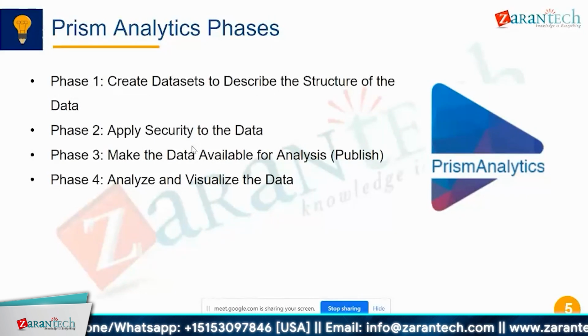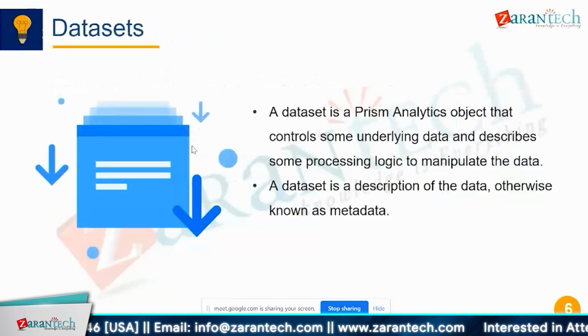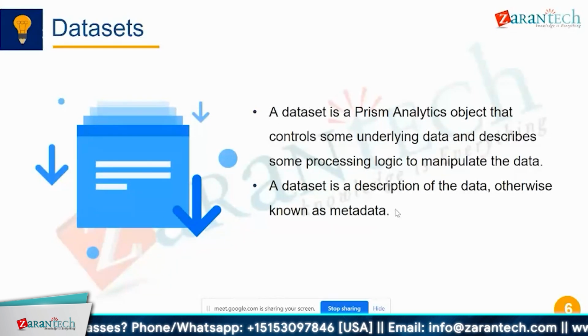Before we jump into this content, let me give you the definition of a dataset. A dataset is a Prism analytical object that controls some underlying data and describes some processing logic to manipulate the data. A dataset is a description of data, otherwise known as metadata. So this is a very layman definition of a dataset. But from a developer perspective, how do I define a dataset? It is something where I can bring all data from an external system.